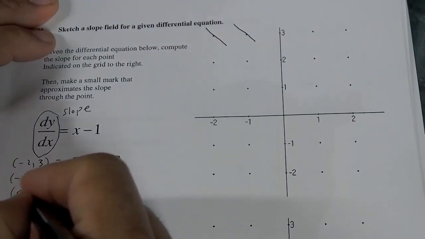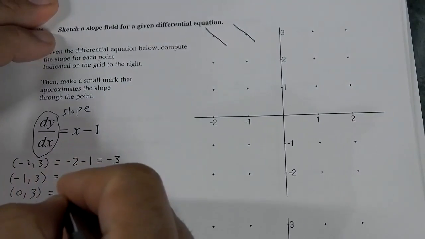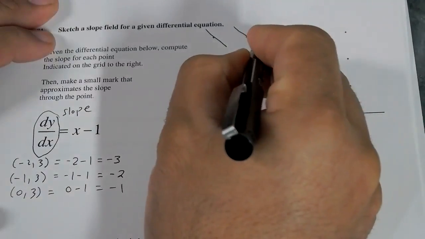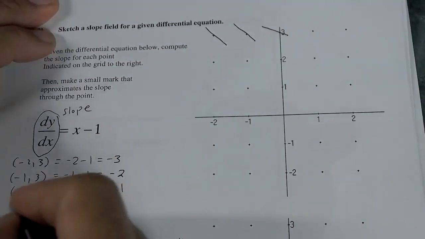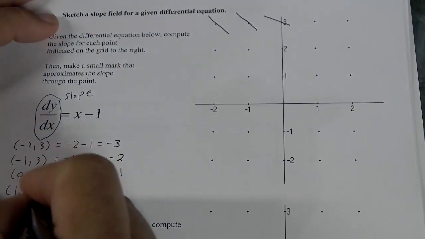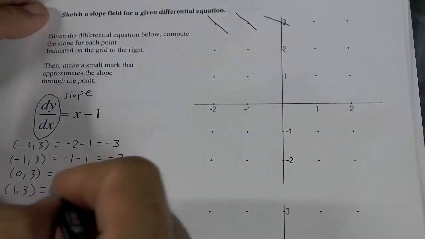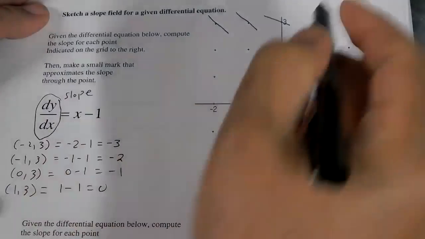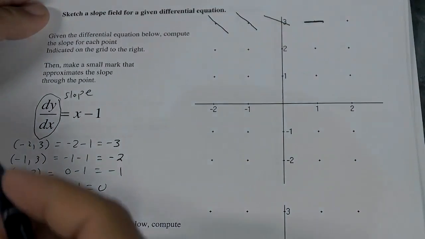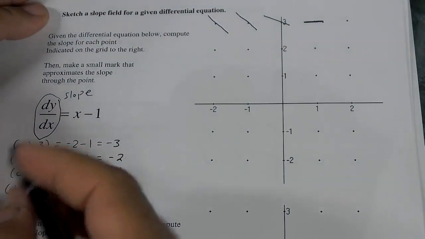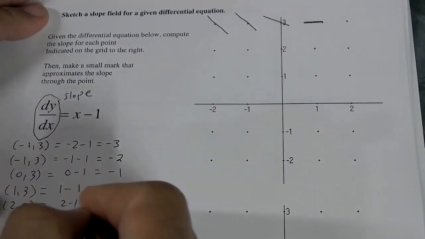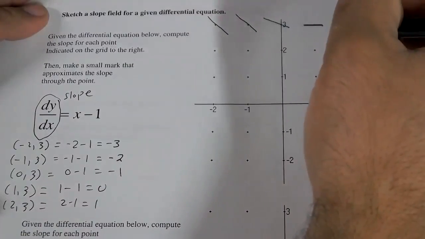At 0, 3, we get 0 minus 1. Again, less flat. At 1, 3, we end up with 1 minus 1. So now we have a 0 slope, so that's this line like this. And finally at 2, 3, 2 minus 1, which is 1, we know this is going up.